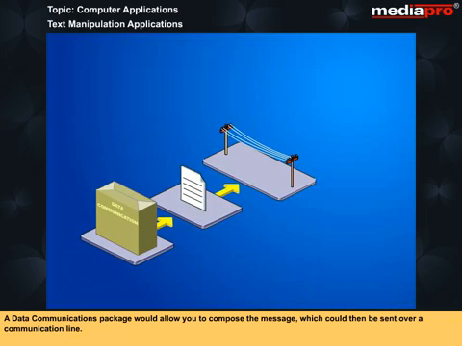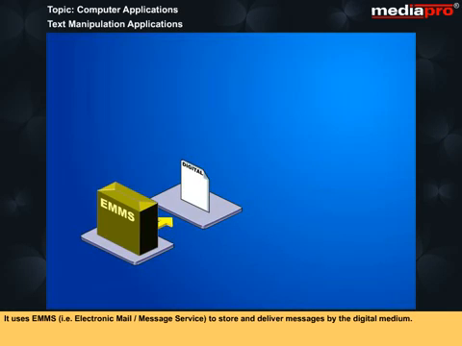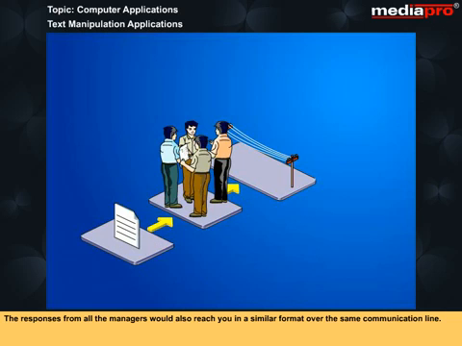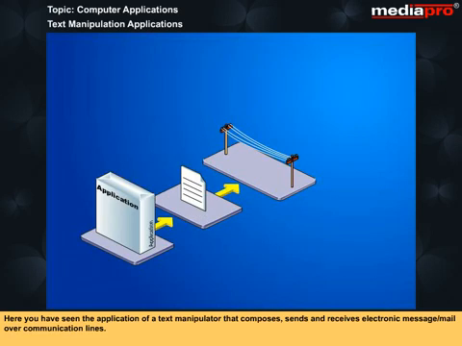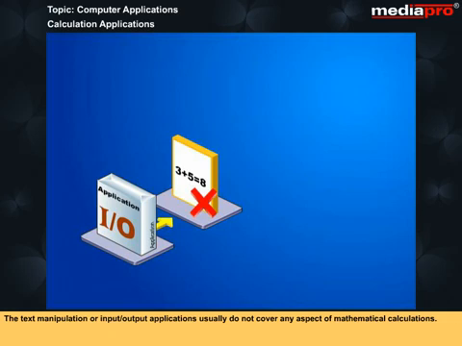A data communications package would allow you to compose the message, which could then be sent over a communication line. It uses EMMS, that is, Electronic Mail or Message Service, to store and deliver messages by the digital medium. The responses from all the managers would also reach you in a similar format over the same communication line. Here you have seen the application of a text manipulator that composes, sends and receives electronic messages or mail over communication lines. The text manipulation or input-output applications usually do not cover any aspect of mathematical calculations.